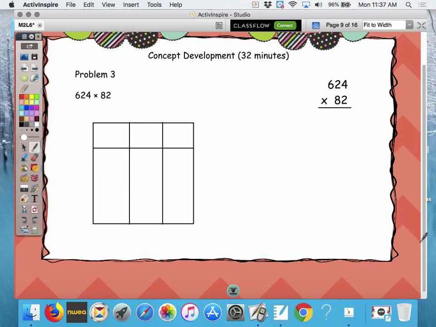Okay, so how will I break 624 apart? Let's see. How about you, Emiliana? 600 plus 20 plus 4. Good. And Junior, what about 82? 80 plus 2. Good. Which number goes on top, boys and girls? The 2. 624? Yeah. And you meant the 2 on the top row. Yeah.